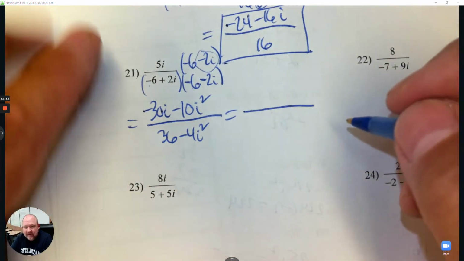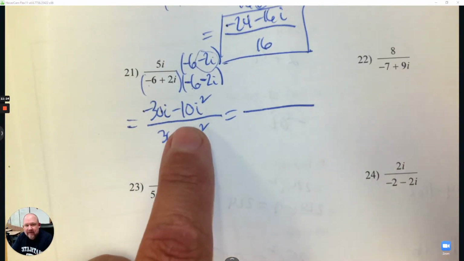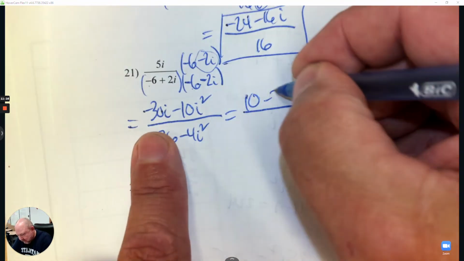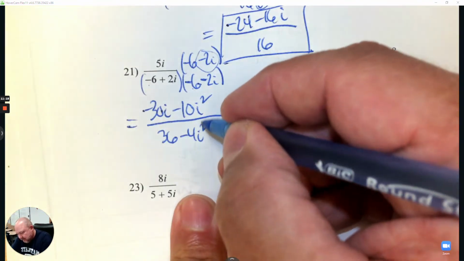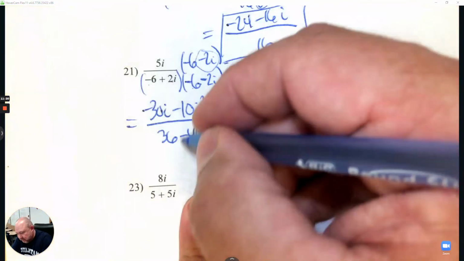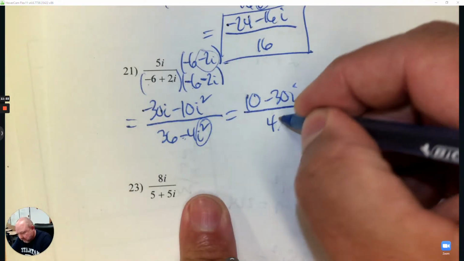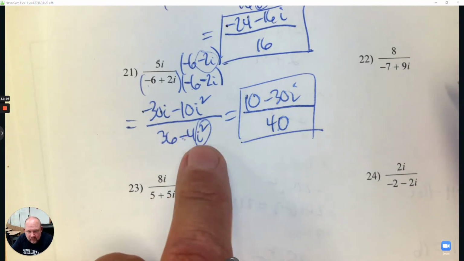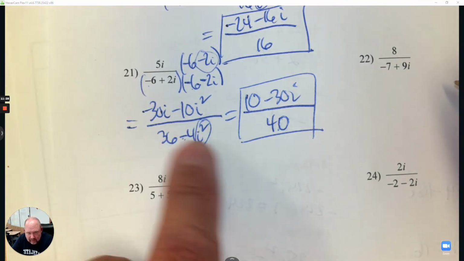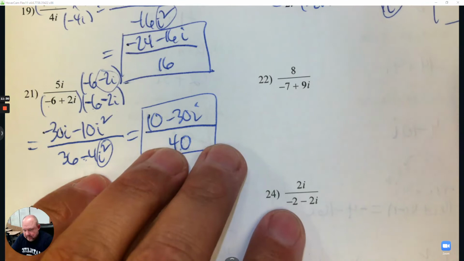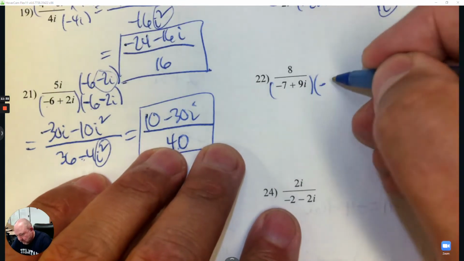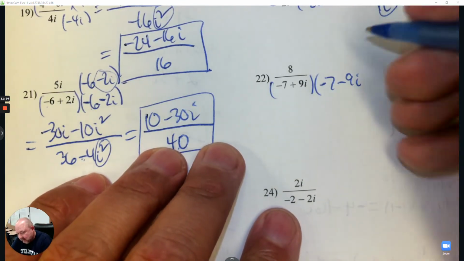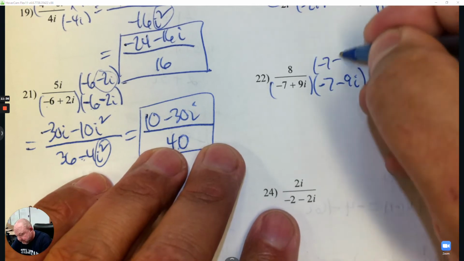And then I have to clean this up. So negative 10i squared becomes positive 10. i squared again makes this a plus 4. So 36 plus 4, and you have your answer. So again, that i squared changes the sign, and then I combine them together. All right, use the conjugate, which is you change the sign of the imaginary number only.